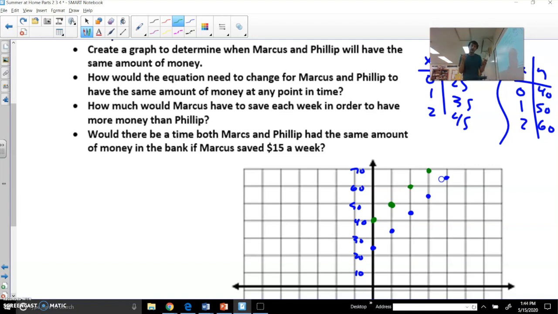Someone's going to have to start making more than $10 in a week in order for the angle of that line, that slope or rate of change, to make them intersect eventually in a different place.